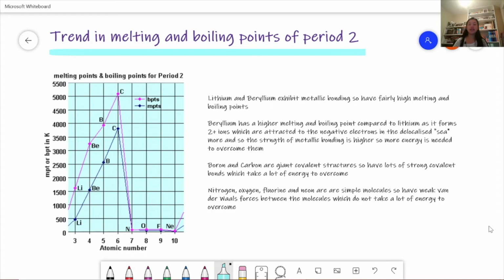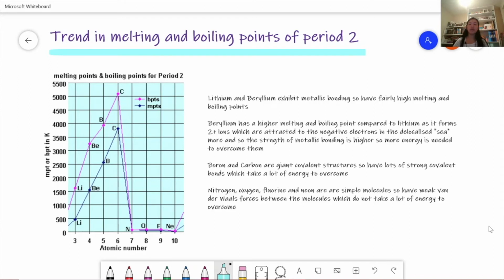Now we're going to have a look at the trend in melting and boiling points of period 2 elements. As you can see, it peaks towards group 4, and this is because lithium and beryllium both have metallic bonding, and so they have very high melting and boiling points. Beryllium has a higher melting and boiling point compared to lithium because it forms 2+ ions, so it has a higher charge density. These 2+ ions are more attracted to the negative electrons in the delocalized sea, and so the strength of metallic bond in beryllium is higher than in lithium. More energy is needed to overcome these strong metallic bonds, and so the melting and boiling points of beryllium are higher than for lithium.